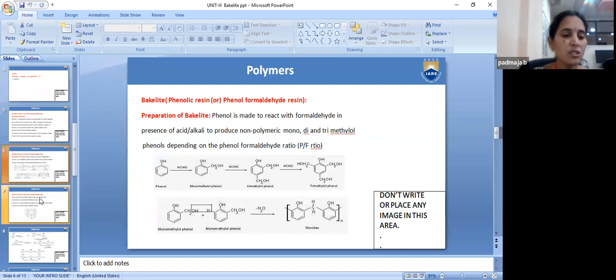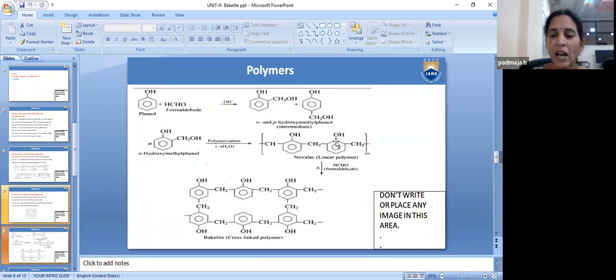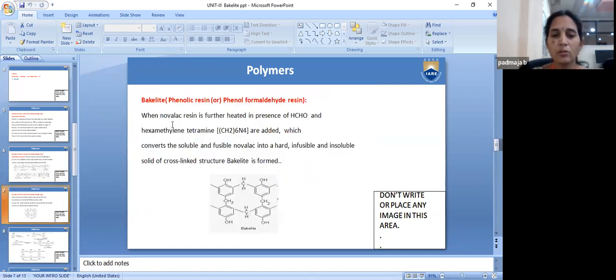To this Novolac structure, students, we are going to add formaldehyde again, and hexamethylene tetramine. So to this Novolac resin, we add formaldehyde and hexamethylene tetramine. When we heat it, we get the Bakelite structure, which is an insoluble, cross-linked structure. But Novolac is a fusible, linear polymer. So that Novolac is converted into Bakelite. Bakelite is an insoluble, infusible, cross-linked structure. So this is the preparation of Bakelite.